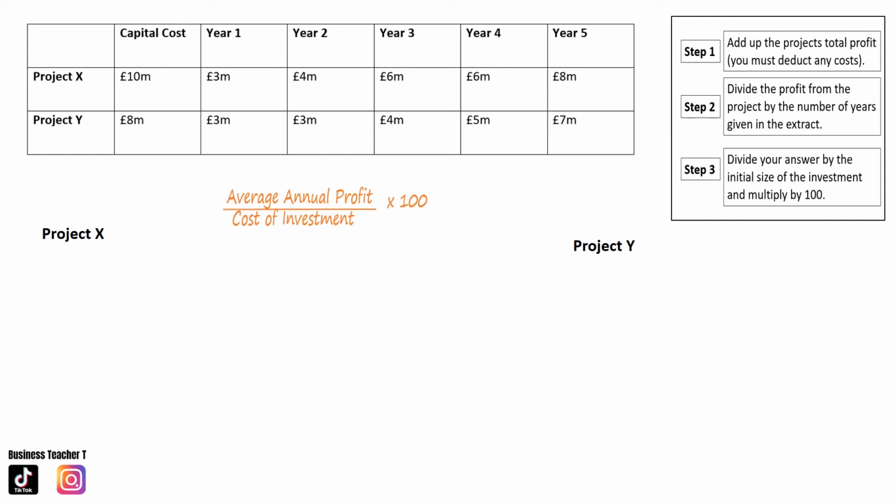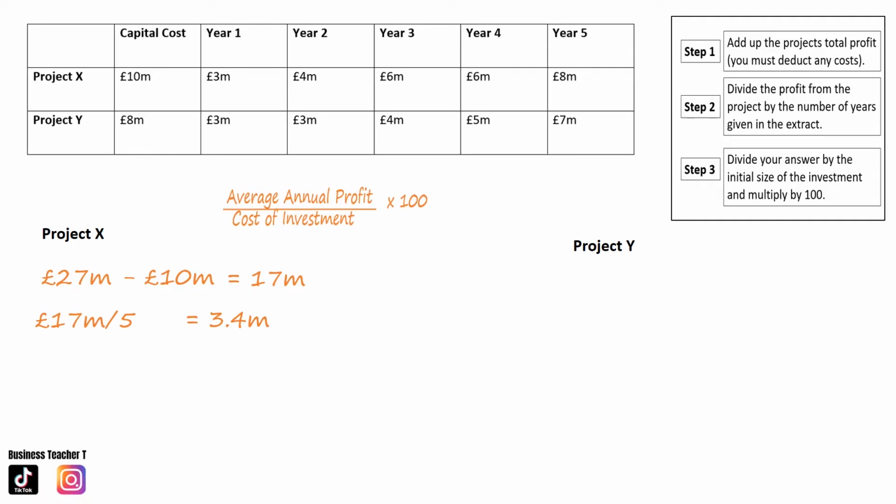So we need to add up the project's total profit. So the total profit for project X is £27 million, and the capital cost of the project, the initial cost, is £10 million, and that gives us 17 million. So step 2, we are required to divide the profit from the project by the number of years given in the extract. That's 17 million divided by the 5 years, which gives us £3.4 million.